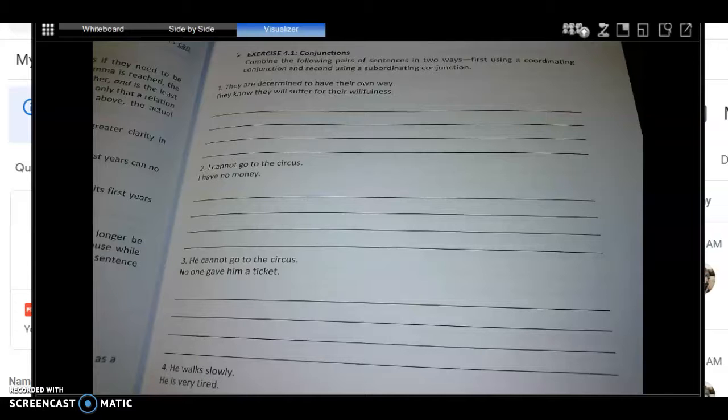Okay, they're determined to have their own way, and they know they will suffer for their willfulness. Okay, so we're going to go ahead and put, if you want to look back at the list of coordinating conjunctions and choose one that you think sounds really good. Okay, I think they're determined to have their own way, but they know they will suffer for their willfulness. That sounds like a good one to me. So if you're going to use that, make sure you put they're determined to have their own way, comma, but they know they will suffer for their willfulness. Don't forget to use the comma. Don't forget to make your they lowercase and to put a period at the end.